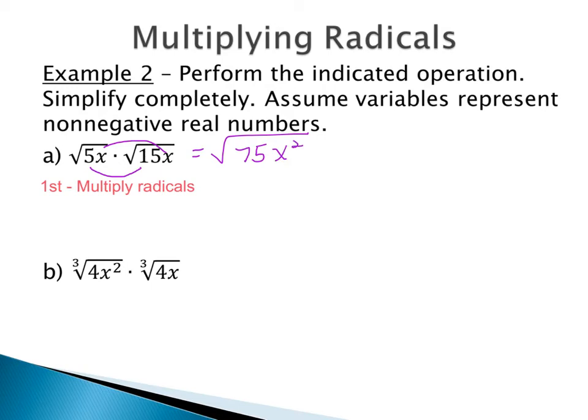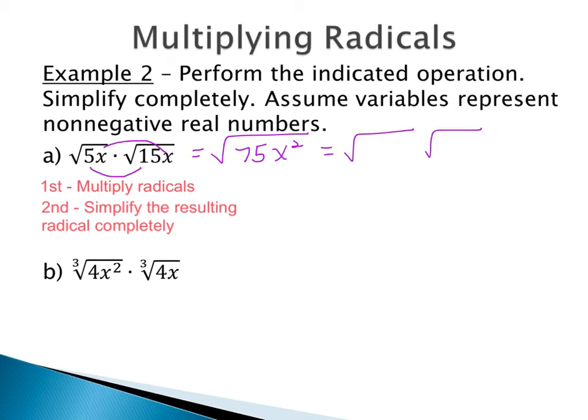Now from here we want to simplify. So essentially when you're multiplying radicals, you want to multiply, then simplify. So we're left with the square root of 75 x squared. So simplifying this part then, I want the largest perfect square factor of 75, which would be 25. And then 25 times 3 would get us to 75.